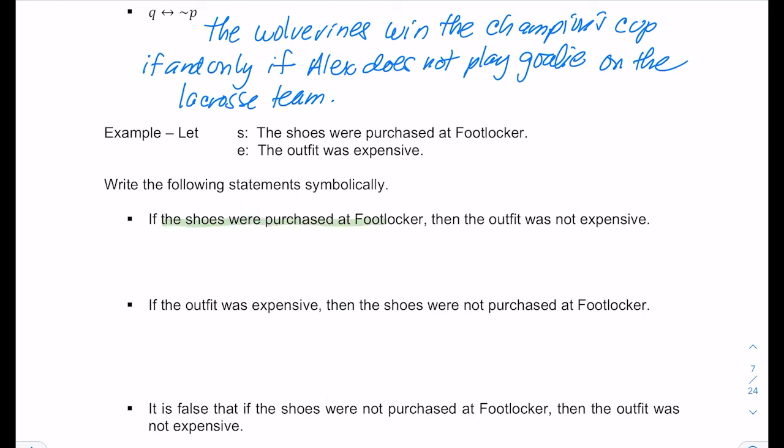So the shoes were purchased at Foot Locker is S. And it's an if-then, so I need an arrow pointing to the right. My second part is the outfit was not expensive. E says the outfit was expensive, so I have to negate this and then put E.